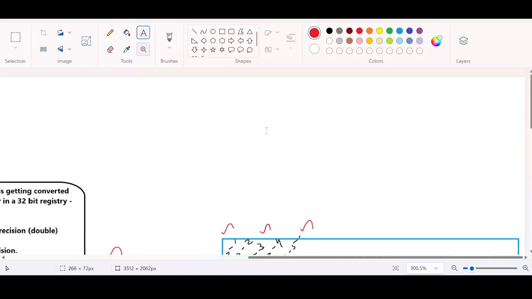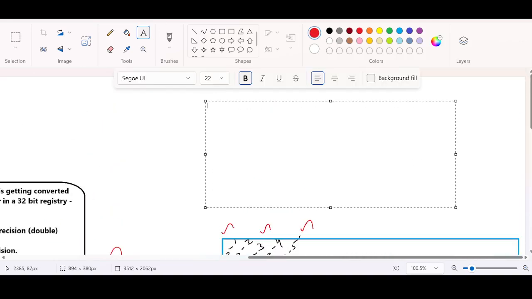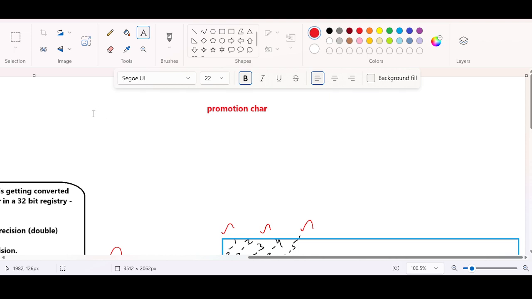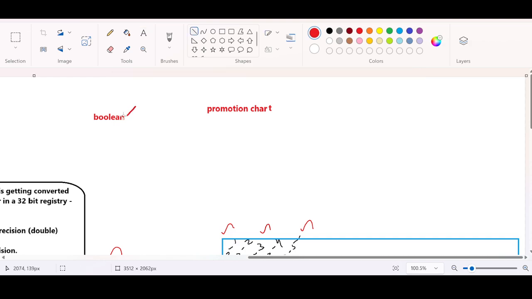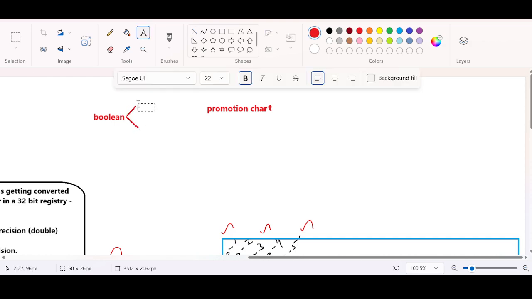What is a promotion chart? Okay, this is how the promotion chart looks like. Remember, Boolean is not participating in the promotion chart. It is a very special data type. It will be sitting somewhere idle. It is representing only true or false, so there is no requirement for this Boolean data type to participate in the promotion chart.